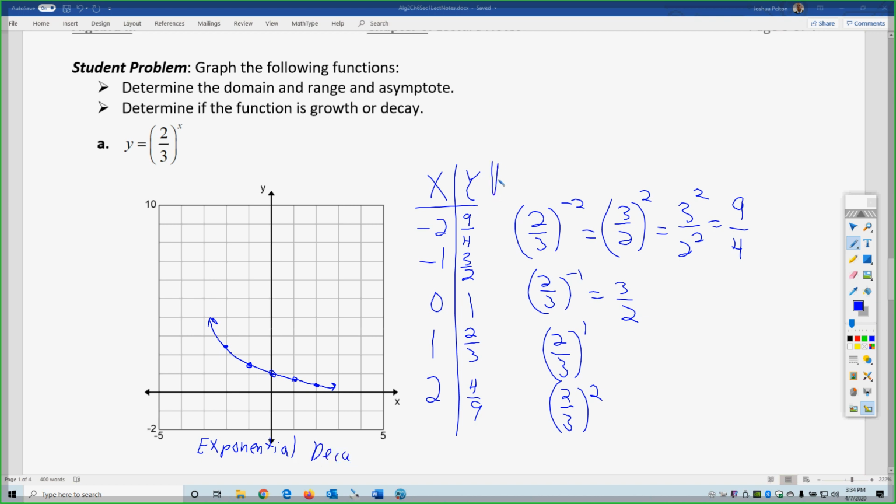Decay, which I can tell from the graph, but without doing the graph, you should be able to tell because last time I checked, 2/3 is less than 1. Greater than 0, but that's not important here.